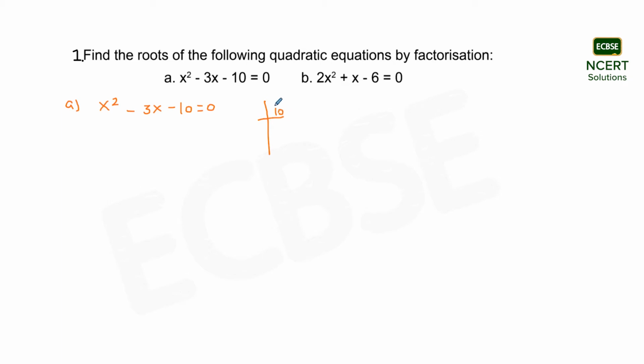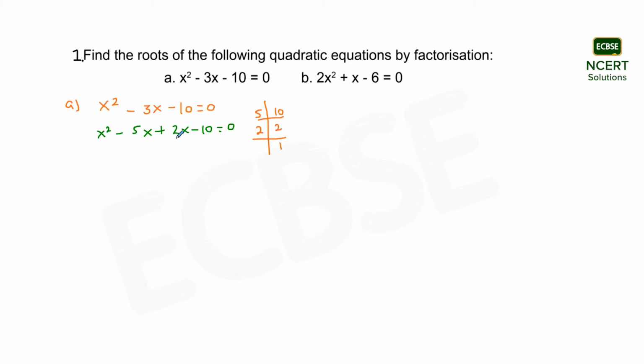So for 10, we know that it has only two factors, that is 5 and 2. So I can split the middle term of the quadratic equation in terms of 5 and 2 only. So what their signs will be, now the question arises. Their signs will be such that their sum will be equal to minus 3 and their product is equal to minus 10, that is A into C. So here I'll be writing x square minus 5x plus 2x minus 10 equals 0.